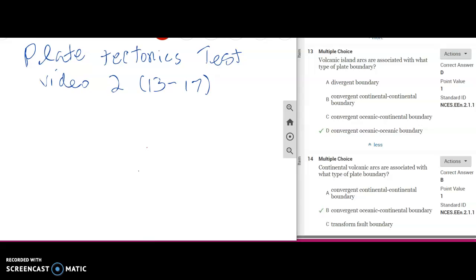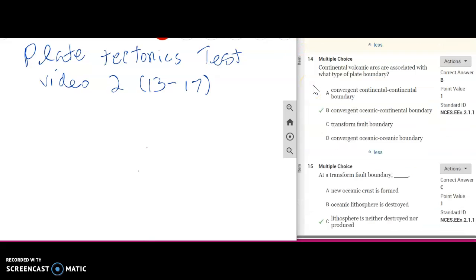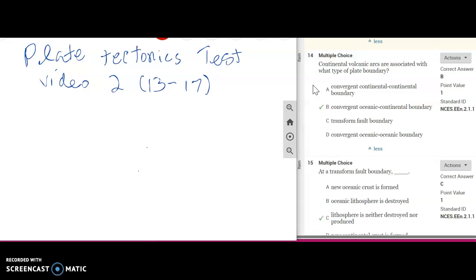There we go. And look at number 14. 14 says continental volcanic arcs are associated with what type of plate boundary? So we're talking about volcanic continental arcs here. So again, we have your continental crust. Then you have your oceanic crust, because this is talking about a volcanic arc. So here you've got your oceanic crust. It subducts, melts, comes up like this. You get a volcano. This is on land, however, so it is a volcanic mountain range, a volcanic arc. So that would be oceanic, continental, right there.